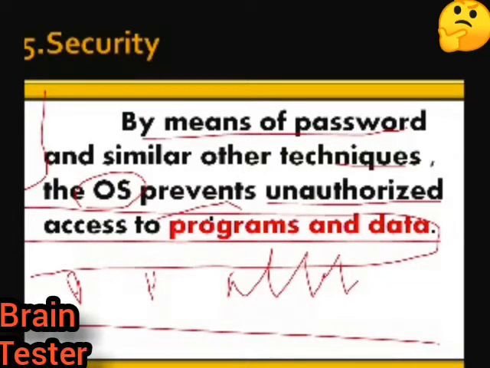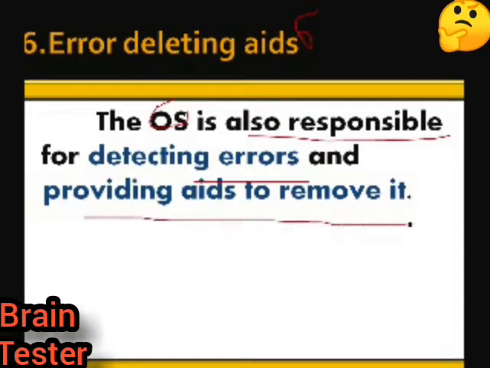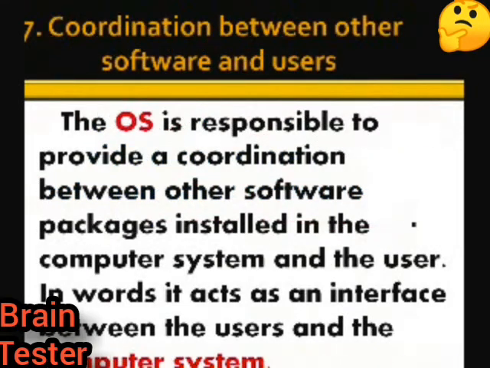Now next slide is error detecting aids. What are error detecting aids? The OS, the operating system, is also responsible for detecting errors, such as spelling corrections, and providing aids to remove them. Okay.